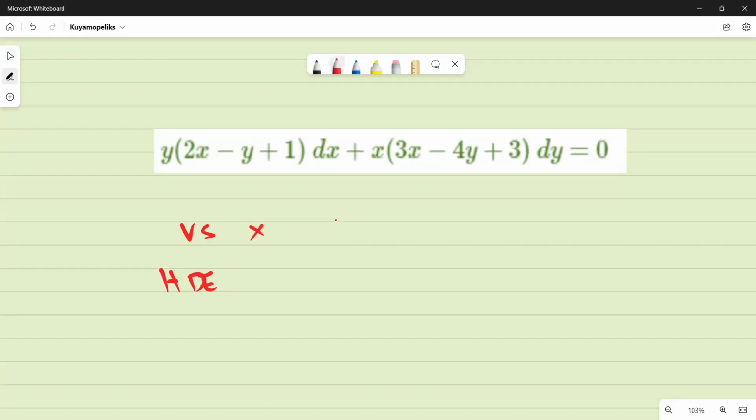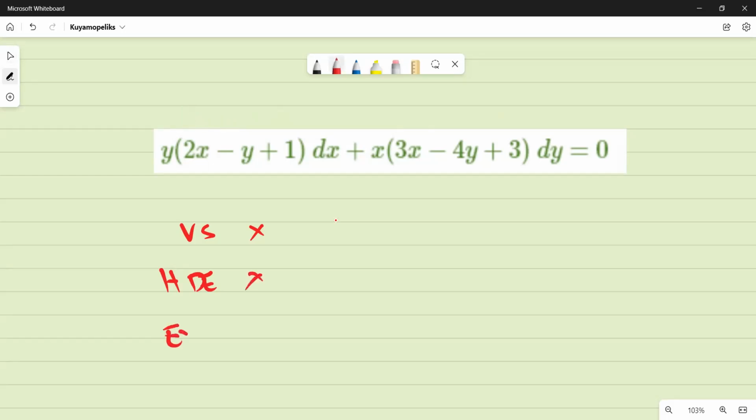Let's check the expressions. When we distribute, let's simplify first. That is 2xy minus y squared plus 1, and this one is 3x squared minus 4xy plus 3x. Upon checking, this is degree 2, this is degree 2, but there is a plus 1, a constant, so definitely it is not homogeneous right away.